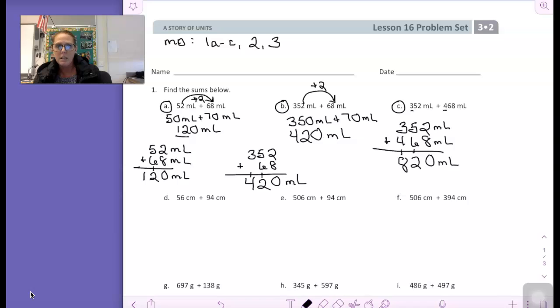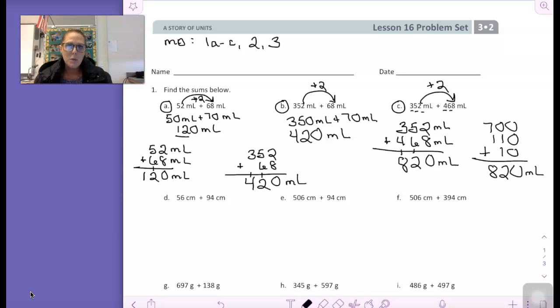You could also add each place value. So 300 plus 400 is 700. 50 plus 60 is 110. That's 11 tens. And 2 plus 8 is 10. And then you could add those if you wanted to. You don't have to do it like that. You could also do it by adding the 2 here. So here again, boys and girls, even with adding, we can see there's not one way that we have to solve this. You can use the way that works for you as long as it's making sense. You show me your work and you get the right answer.